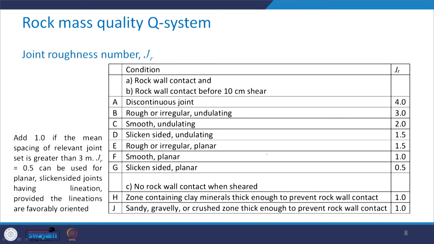Coming to the joint roughness number, here I will not read out each and every row of this particular table. This will be available to you, and when you know the characteristic of the roughness of a particular joint, from there you just pick the respective row to assign the rating to Jr. For example, let us say that you have smooth and undulating joints. So, what is the rating that you will assign? That is going to be 2. Jr will be equal to 2 in this case. Likewise, you have various categories here, so you can refer to this table and pick the appropriate value of Jr.